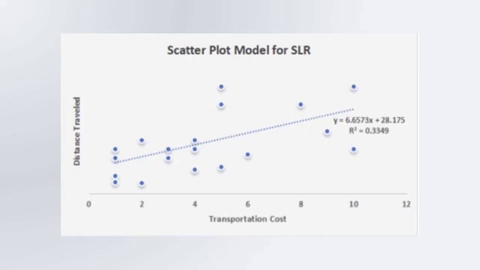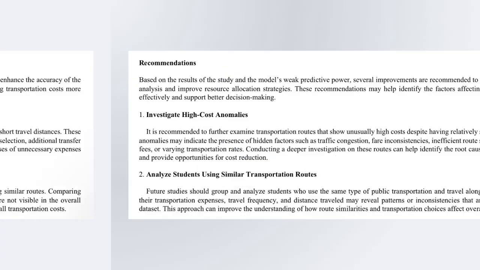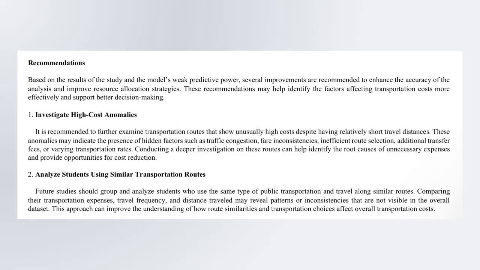The coefficient of determination, r squared, equals 0.3349, which shows that about 33.49% of the variation in distance traveled is explained by transportation cost. This means transportation cost has a noticeable influence on distance traveled, but there are still other variables that may contribute to the remaining 66.51% of the variation. So let's proceed to recommendations.